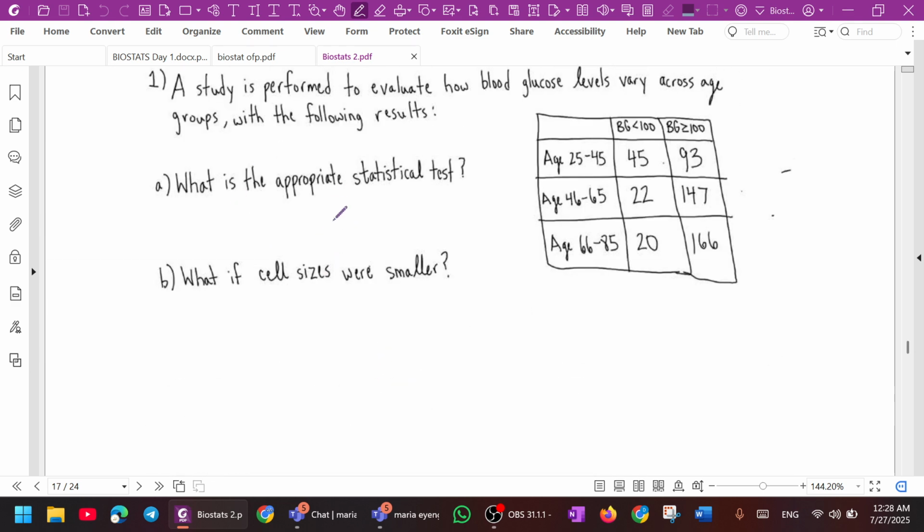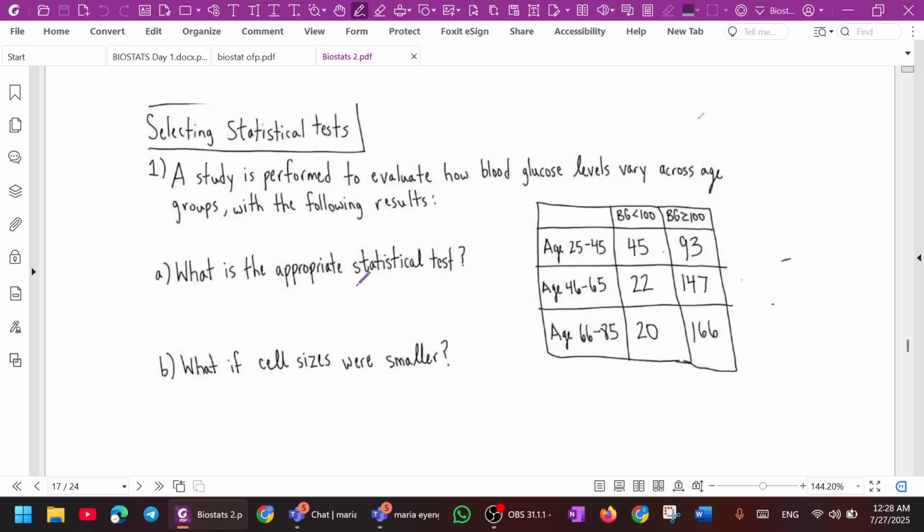Oh, okay, it is chi-square, categorical. Now after reading the second question, I found the answer actually. What if the cell size were smaller? Then it is Fisher exact. And what is the appropriate statistical test? It is chi-square, categorical. I don't know why I mix this up. Okay, so you found the thing right.